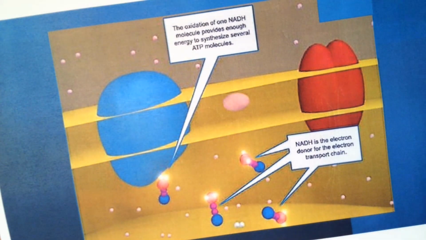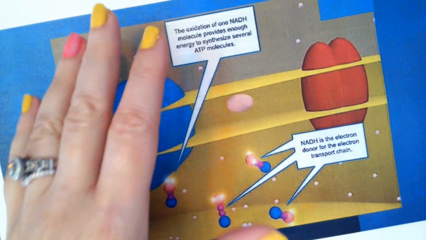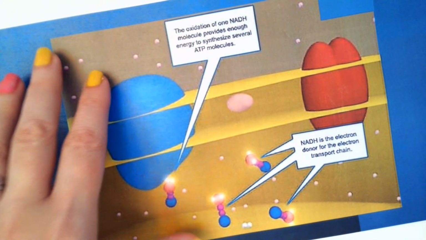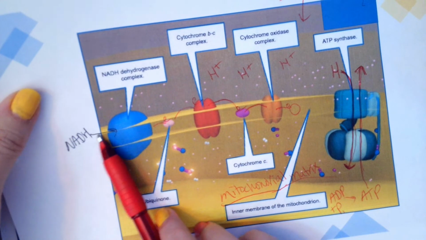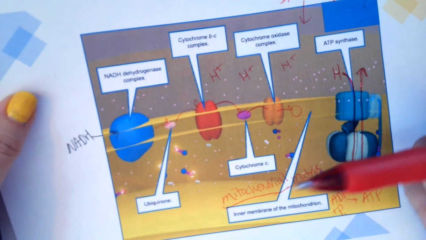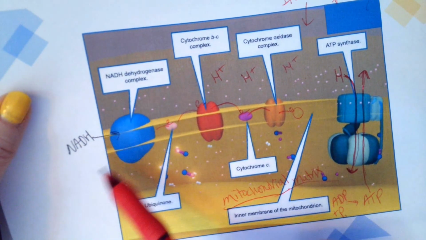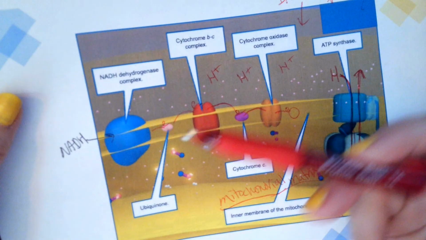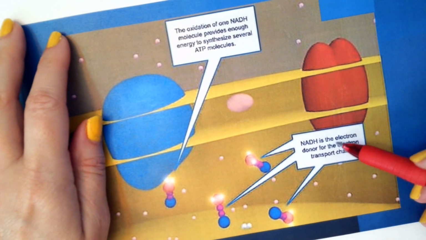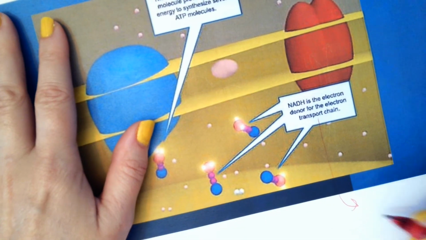Okay, now the oxidation of one NADH molecule is going to be able to make you more than one ATP. So several ATP molecules can be made just by this one NADH. And remember, you're getting multiple NADHs as the Krebs cycle turns and turns and turns. You're getting more and more NADH. So you can get a lot of energy just from one. So imagine how many you can get from multiple NADH. Okay. And here this is saying that NADH is the electron donor for the electron transport chain. So is FADH2.